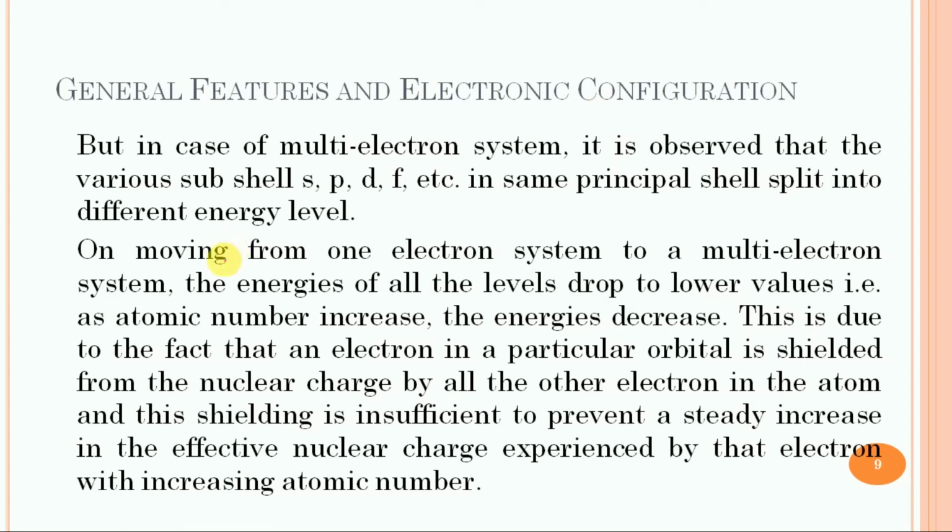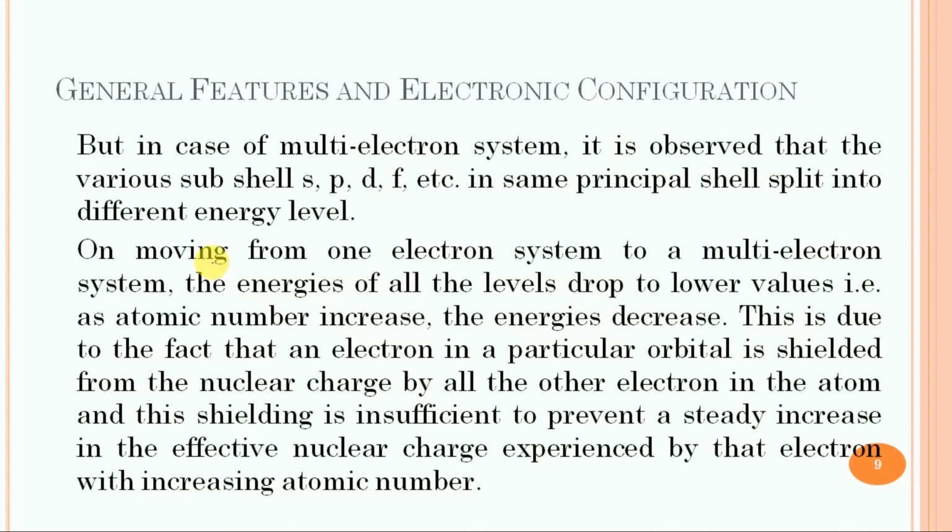What about the case of a multi-electron system? It is observed that the various subshells s, p, d and f in the same principal shell split into different energy levels. On moving from a one-electron system to a multi-electron system, the energy of all the levels drops to a lower level, that is, as the atomic number increases, energy decreases.